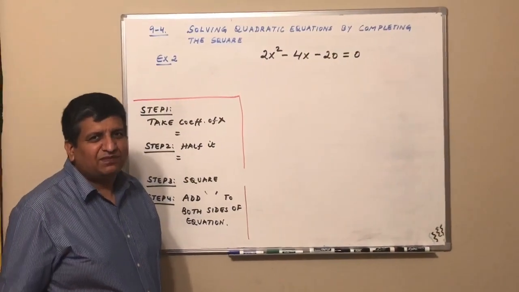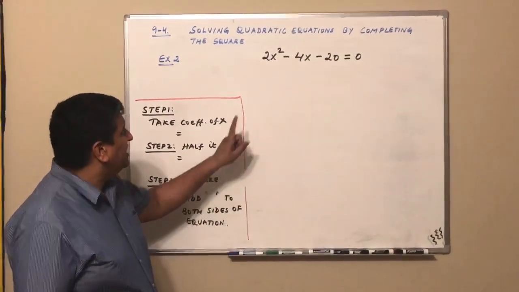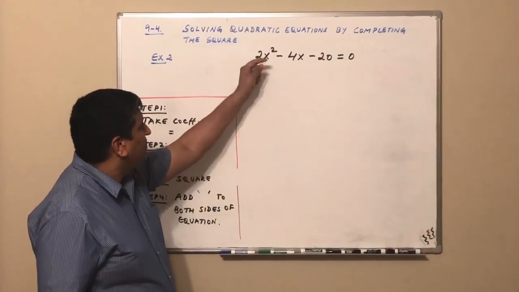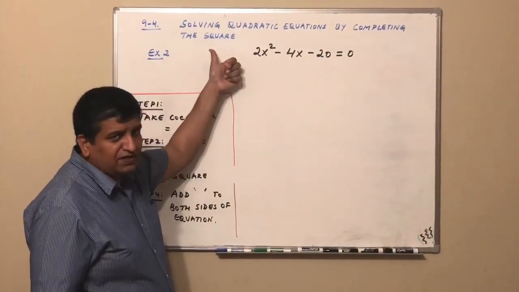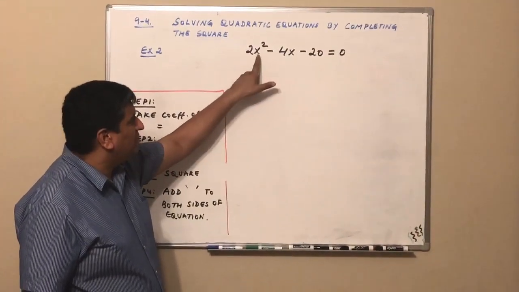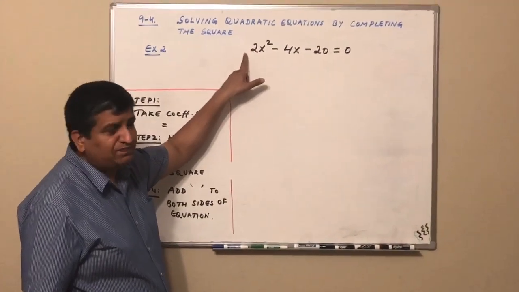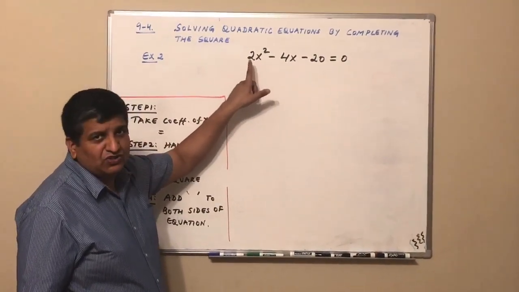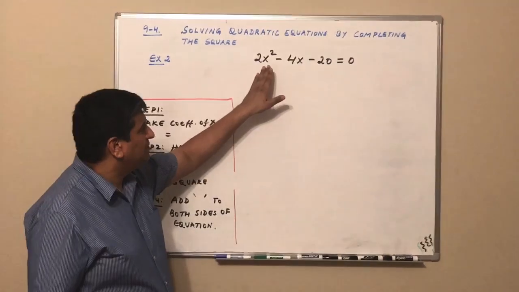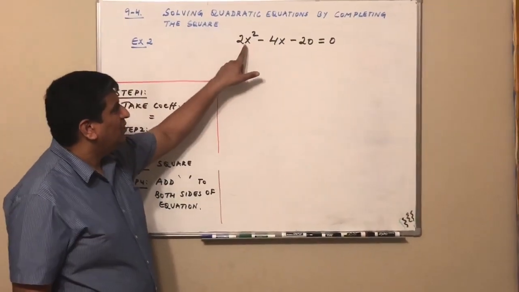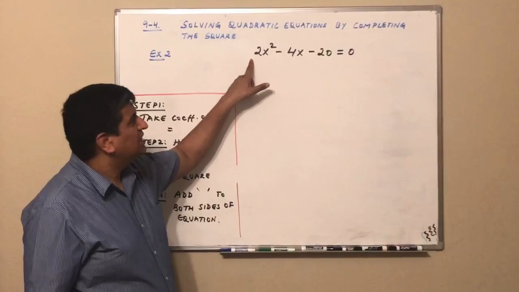Hey guys, welcome back. Last time I did a question on solving quadratic equations by completing the square method where the coefficient of x squared was 1. This time I want to show you how to do a question using the same method when the coefficient of x squared is not 1.